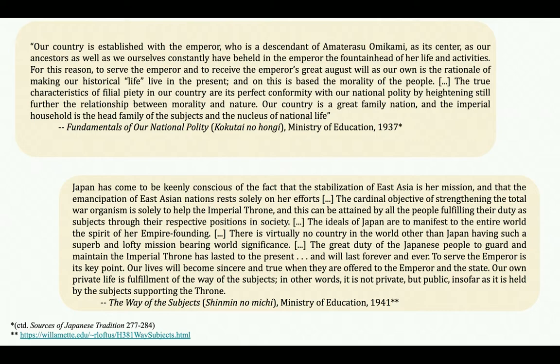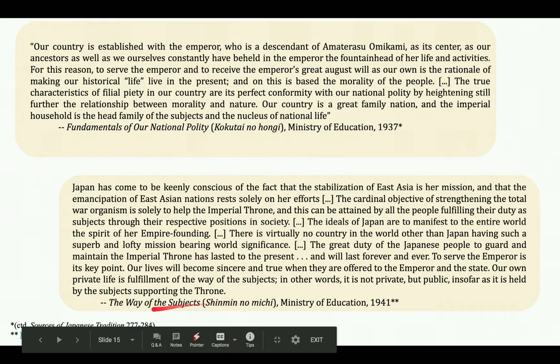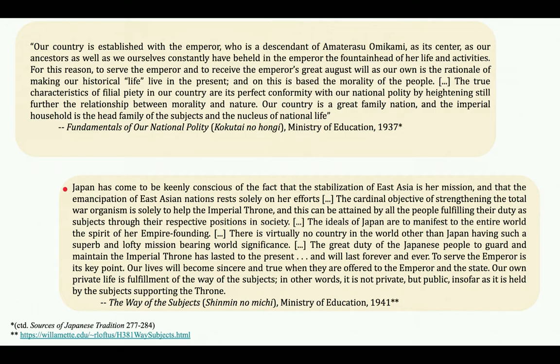And a similar document was released in 1941, The Way of the Subjects, Shinmin no Michi, also by the Ministry of Education. And I'll read a little passage from this. This one actually makes a little bit more sense, just in terms of how it's written. It's a little bit more legible, more comprehensible.